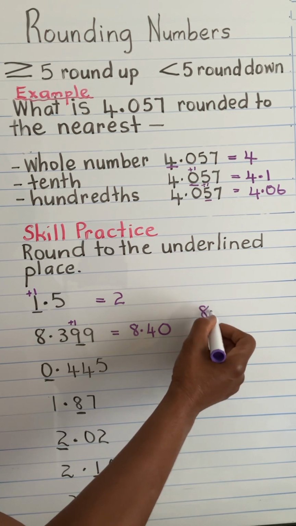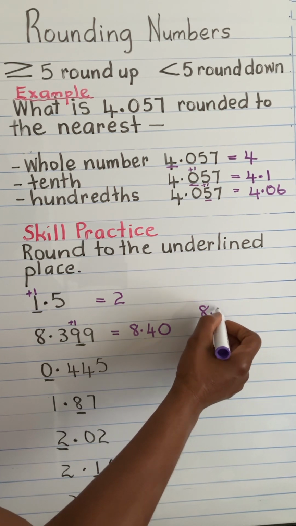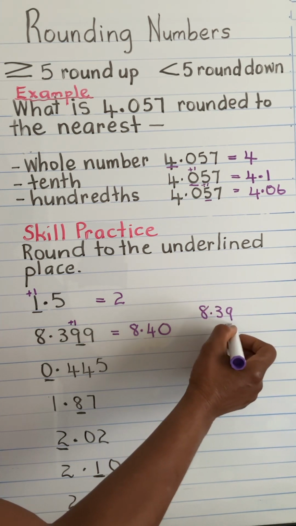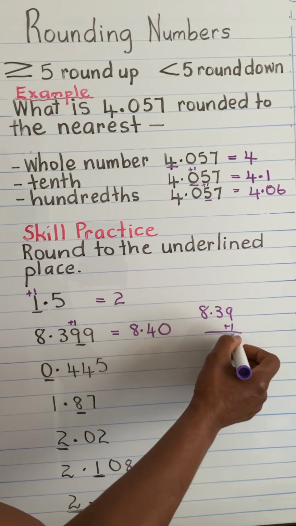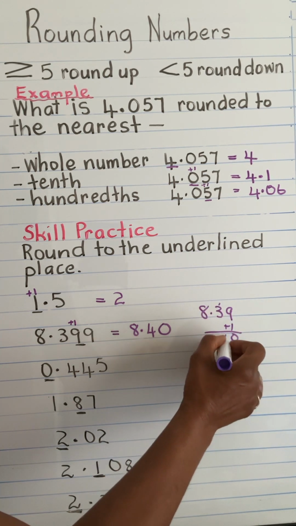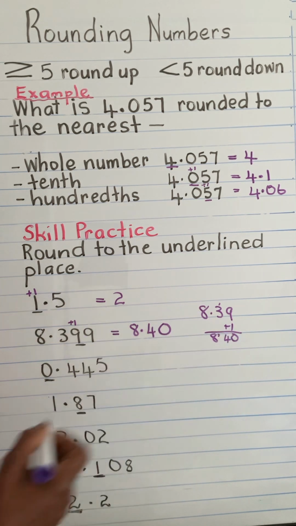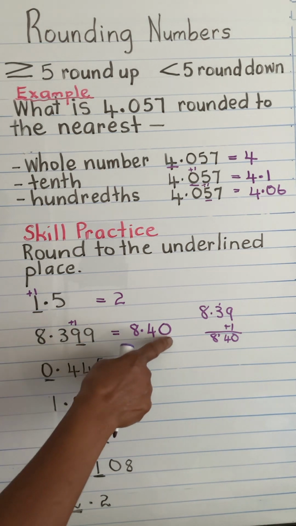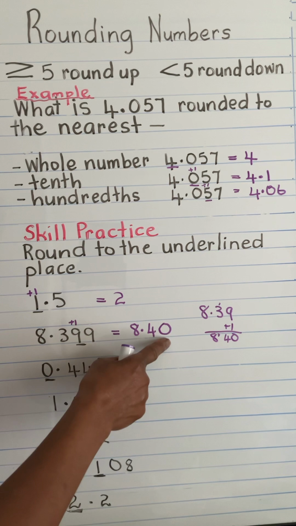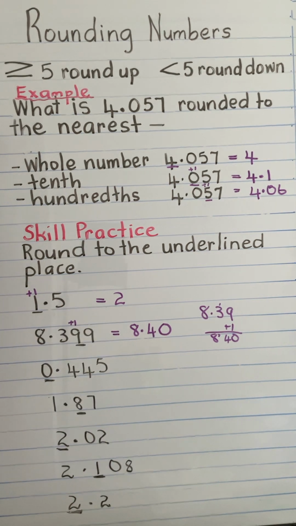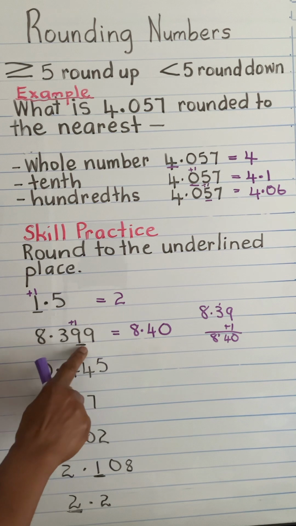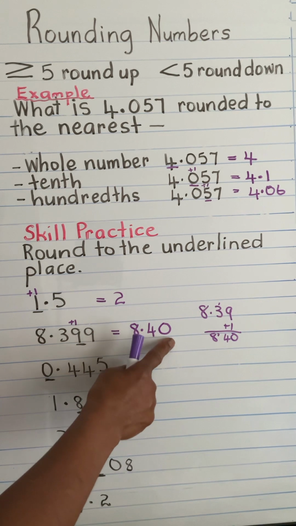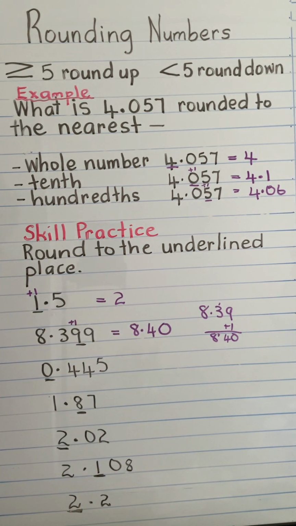So it's 8.39, and we're adding 1 to the 9. 9 plus 1, 0. 3 plus 1, 4. 8.40. And we can't drop this 0 because we were asked to round to the nearest hundredth. So right here, 0 has a value. It is in the hundredth place.